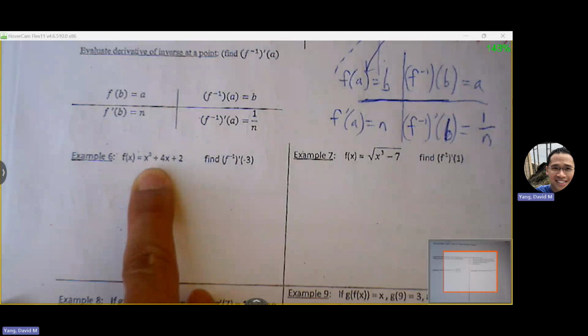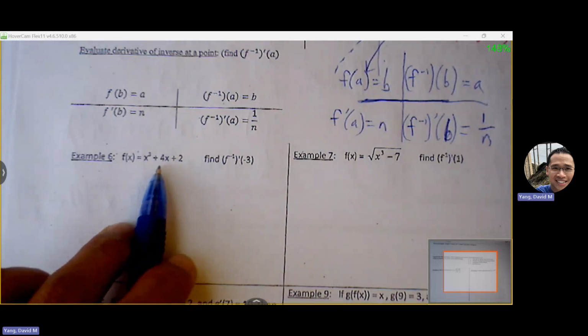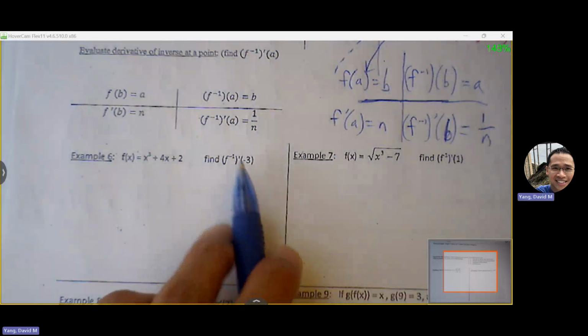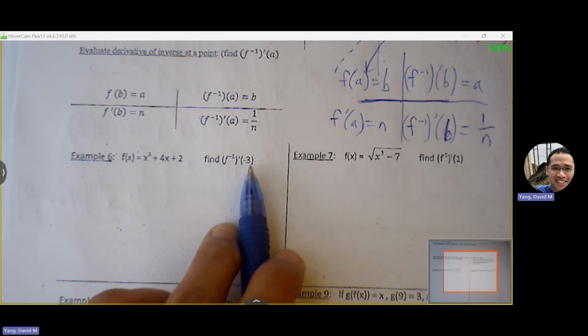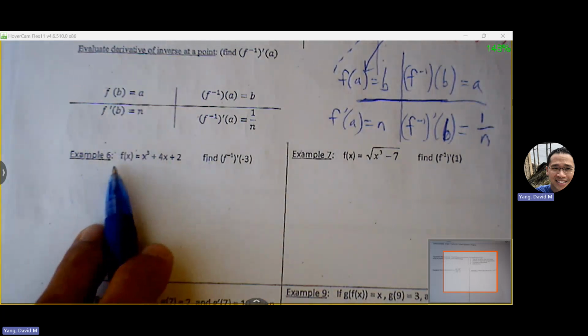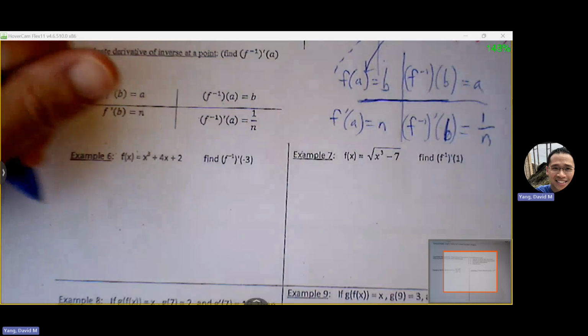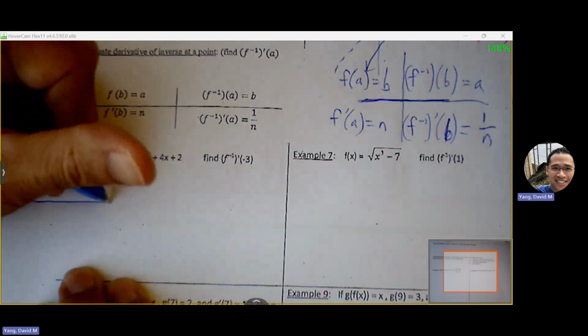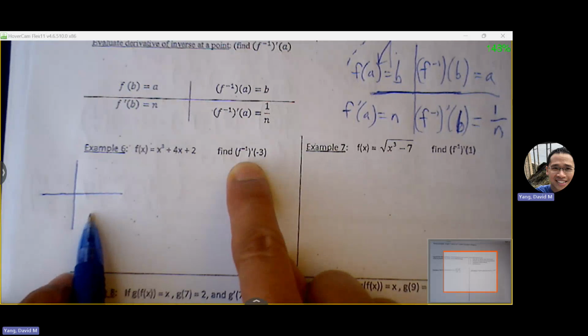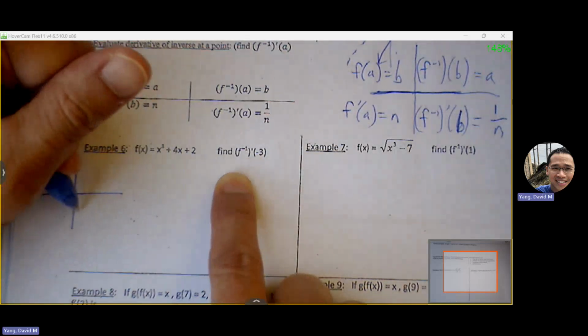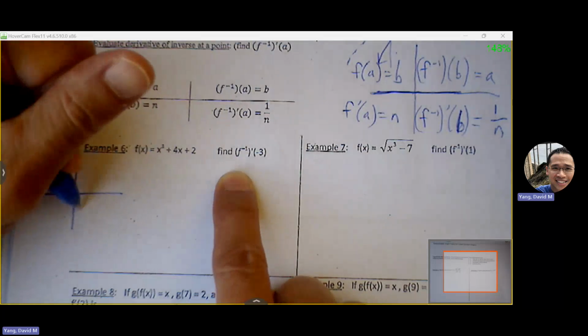Example 6, we have the function x cubed plus 4x plus 2. Find the derivative of f inverse at -3. So this tells us that -3 is the x value of the inverse function, which must mean that -3 is the y value of the function. Okay, so I'm going to build a chart here. I'm always going to start at the bottom right corner. Bottom right corner is what I'm looking for and what I'm going to end up finding at the end.